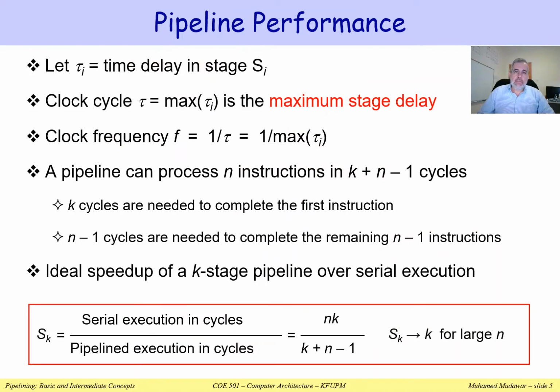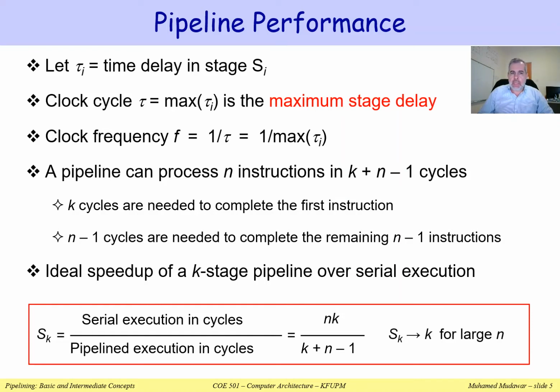Let us take a look at the theoretical pipeline performance when we compare it to serial execution. We can look at the delay in every stage of the pipeline. Let us define tau sub i, which is the time delay in stage S sub i. What's important to us is the maximum delay at any stage, because the stage that has the longest delay is going to define the clock cycle. So we define the clock cycle as tau equals maximum tau sub i, based on the longest delay at any stage. So the frequency is just 1 over tau.